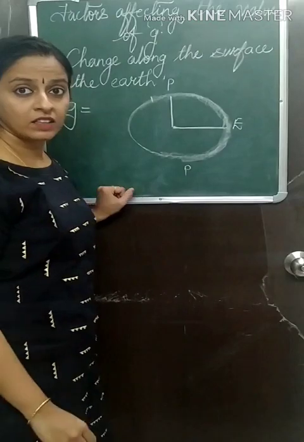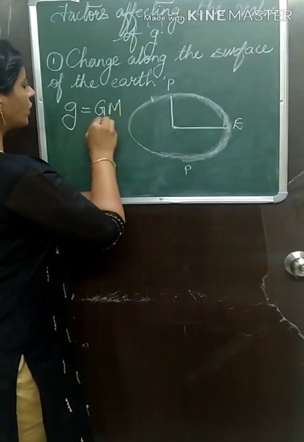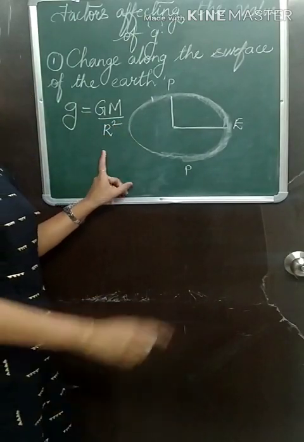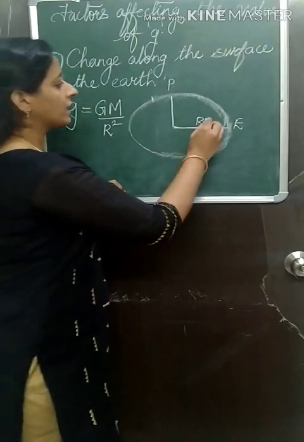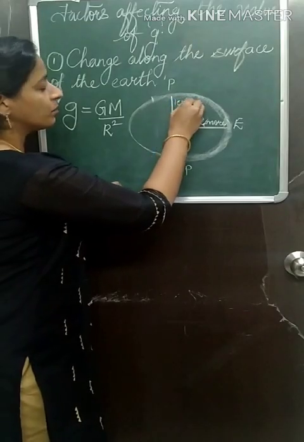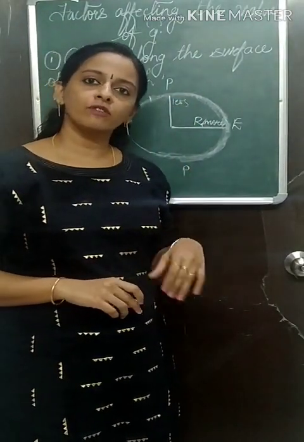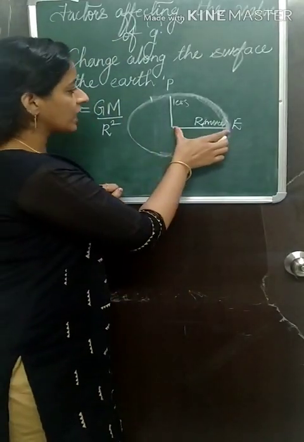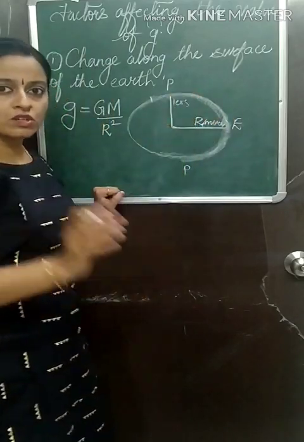What was the formula? Small g is equal to Gm upon r square. So r, the value of r, is more at the equator and less at the poles. Because of the rotation of the earth, the value of G differs because the radius itself differs. The radius at the equator is bigger, whereas the radius at the poles is smaller.